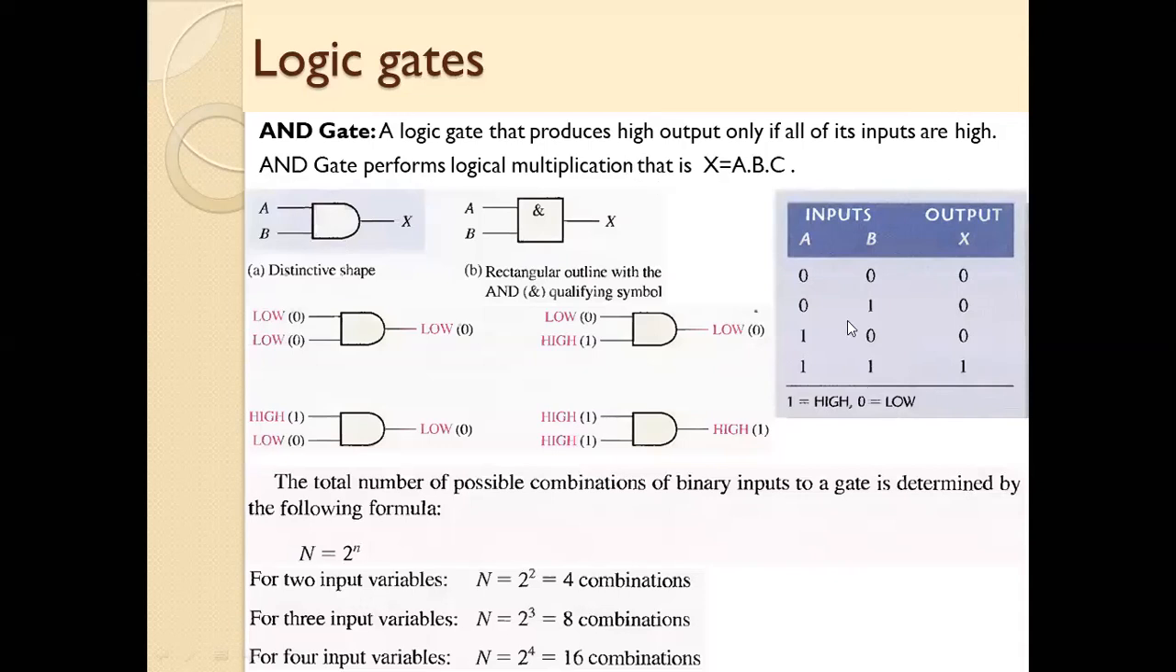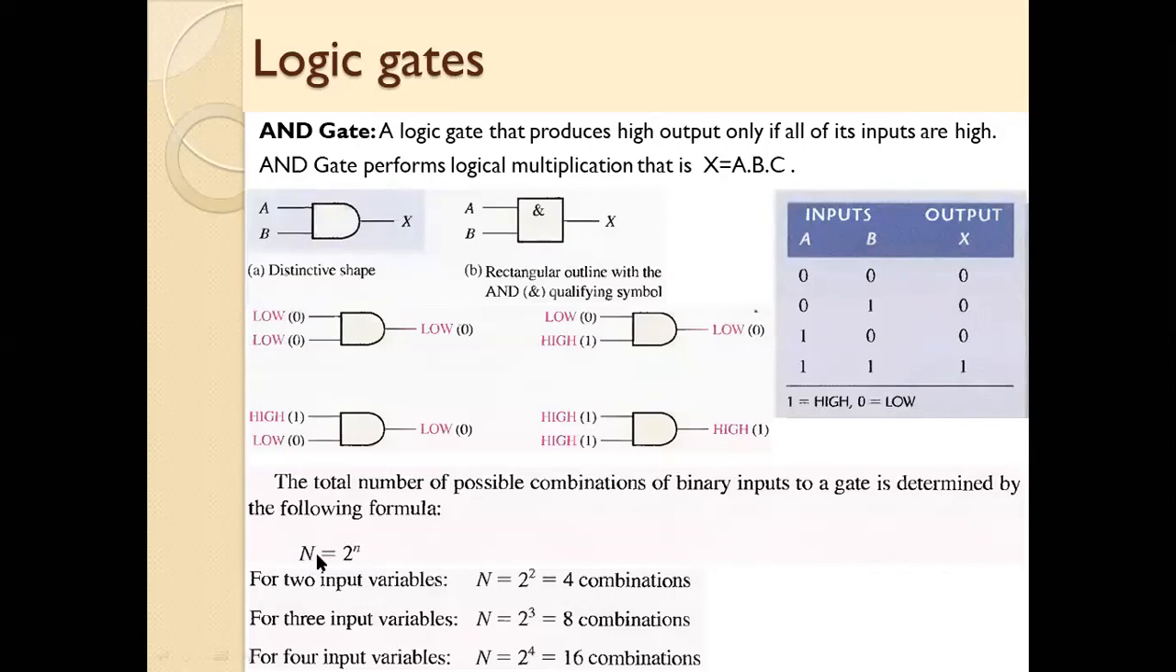It is not necessary that you would have the AND gate with two inputs. You can have AND gates with any number of inputs. But how do you know how many possible conditions there would be? If there are three inputs or four inputs, we can take help from this formula, that is N is equal to 2 power n. So capital N is the number of possible conditions at the input, and small n is the number of inputs.